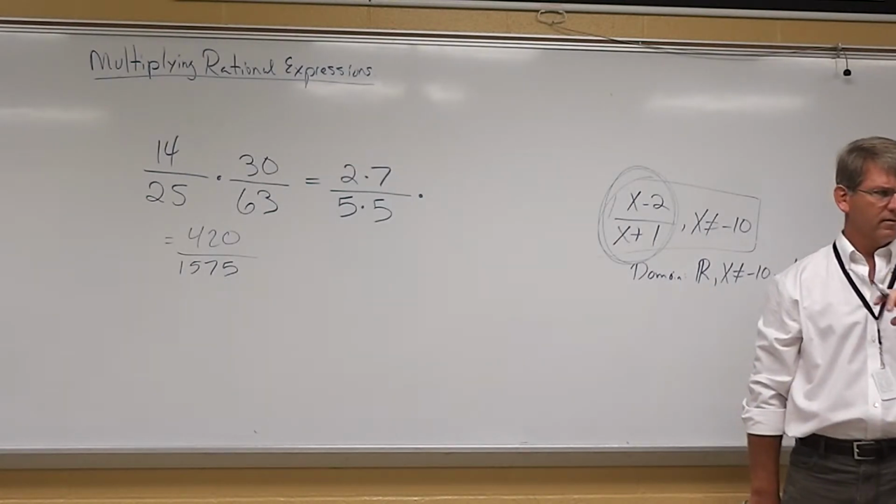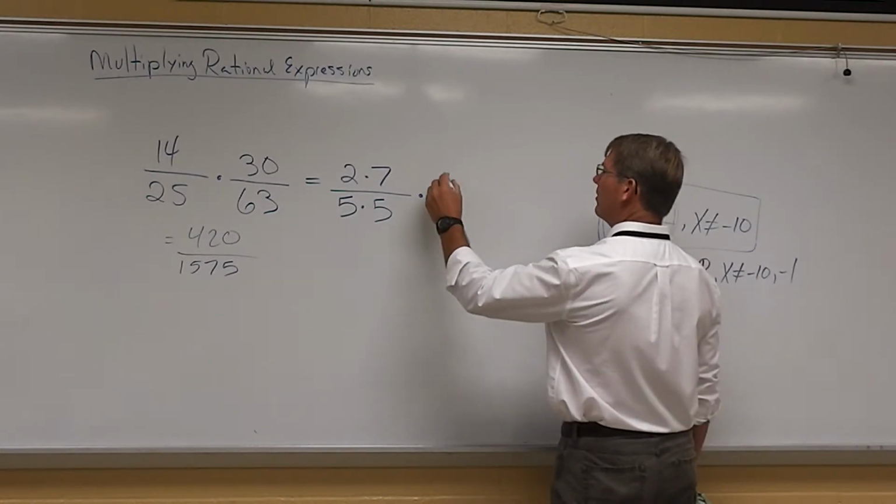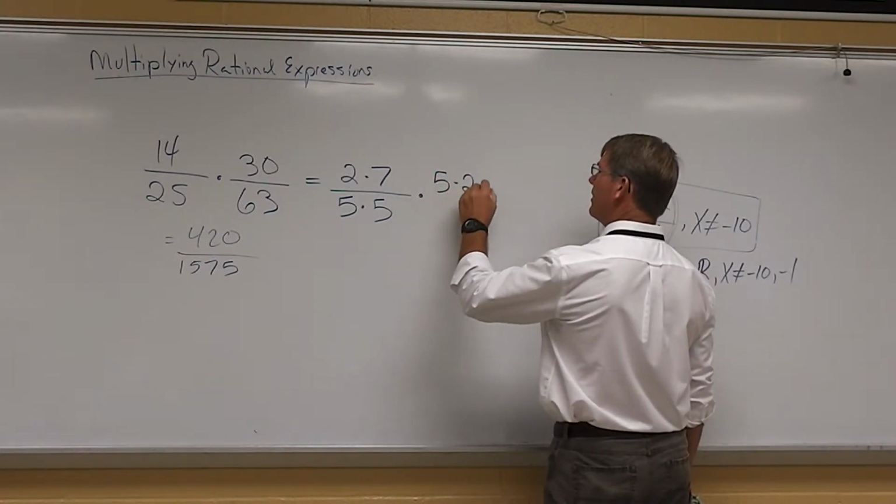5, 2, and 3. We need sophomores with the last name beginning M through P. Sophomores, M through P.